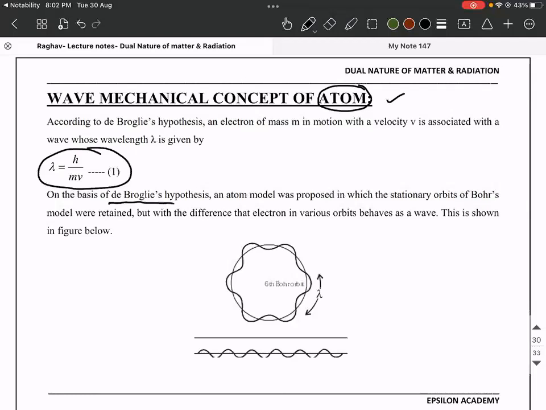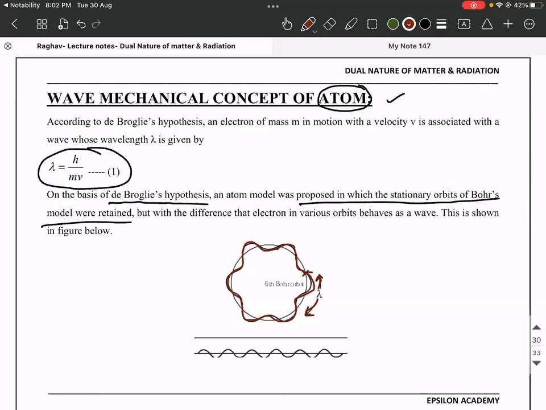On the basis of de Broglie's hypothesis, an atom model was proposed in which stationary orbits of Bohr's model were retained. So what happens is, this is the electron, which was revolving in an orbit, but now it is moving in a wave-like structure. You know what one wavelength is, right? It is the length of one wave. I'm not talking about the distance between crest and trough or something. Length of one wave is wavelength.